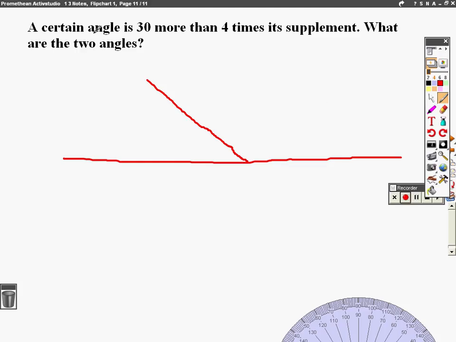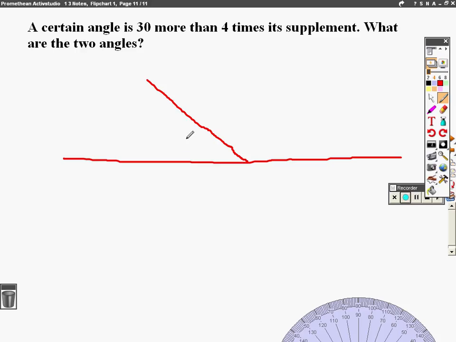You have a certain angle, and that angle is 30 more than 4 times its supplement, and I want to know what are the two angles. So the first thing I pictured was the supplement. We know with the linear pair property that these two angles are going to form a line. We also know that the two angles together will equal 180.